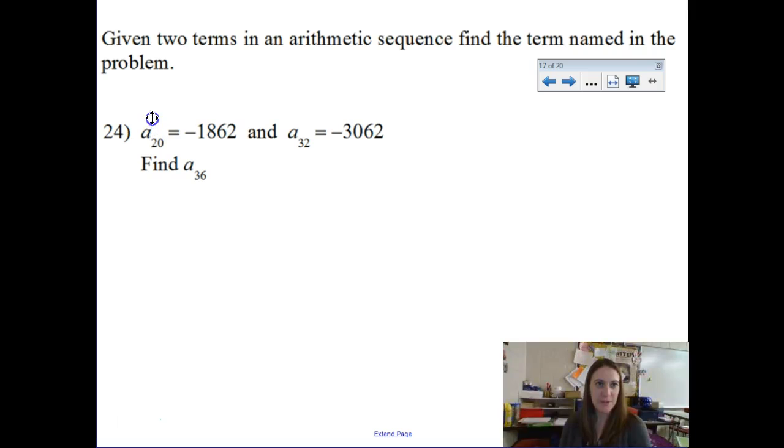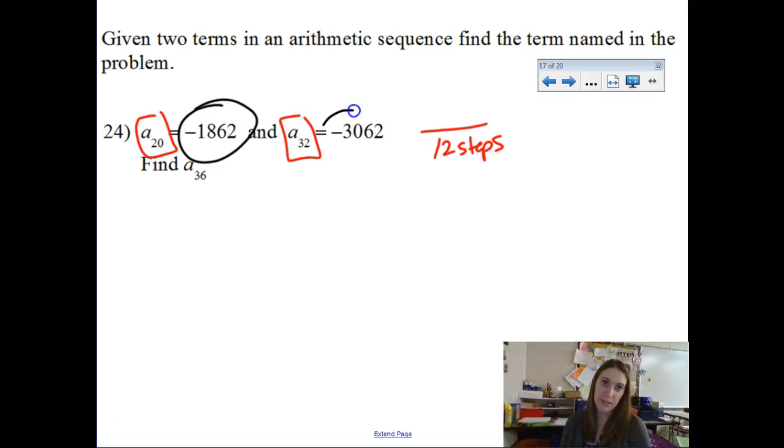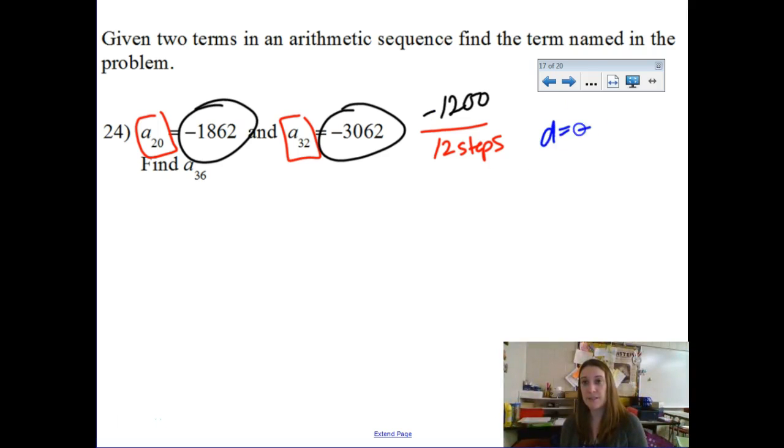Let's figure out how many steps we're going. So from the 20th term to the 32nd term, that is 12 steps, right? And if I look at numerically how different they are, and I find the difference between them, well, that's a negative difference, right? Negative 1200, looks like. That makes sense. So going back 1200 or taking away 1200 over 12 steps, that means my common difference is negative 100.